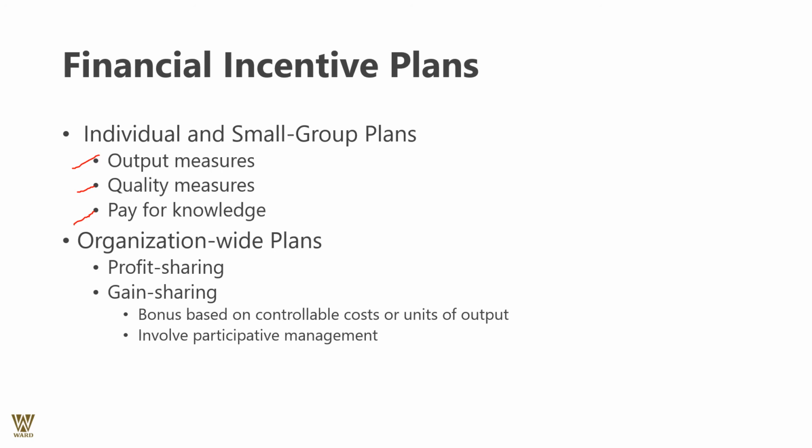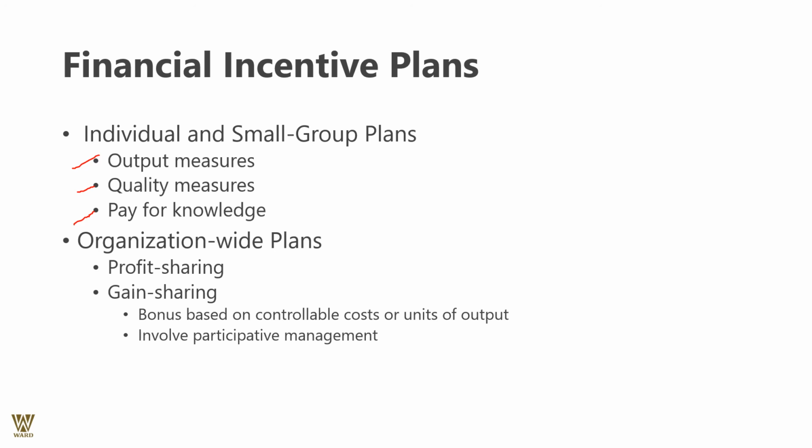Now it's the quality measure. I can produce 26 mobiles, but probably 6 of my mobiles are not up to the mark. So essentially that means it becomes a defunct product. So quality remains another criterion. And definitely pay for know-how or knowledge comes around. So these are the incentive plans for the individual and on a group basis.